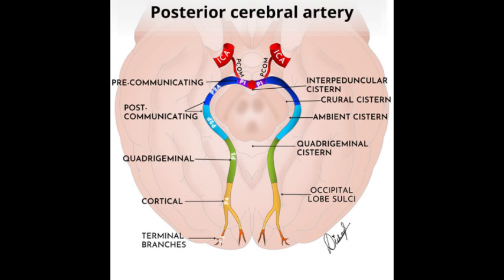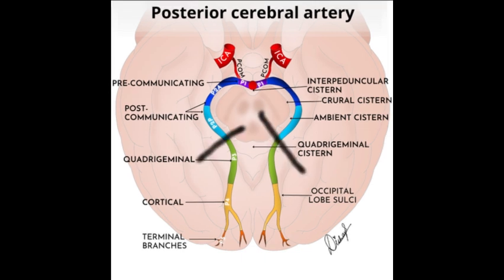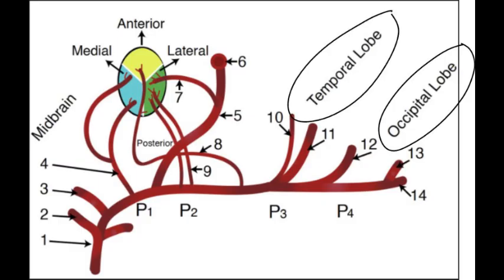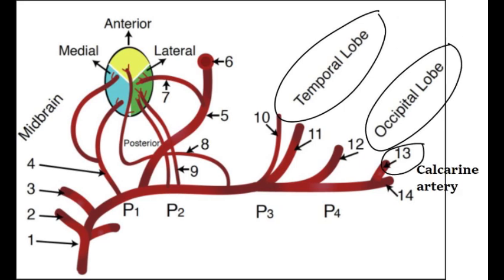Now, lastly, we have the P3 segment. The P3 segment is the quadrigeminal segment, and this is basically the cortical side of the PCA. Now, this segment travels through the quadrigeminal system and gives off cortical branches to the occipital and the temporal lobes. Most notably, the calcarine artery comes from here and it supplies the primary visual cortex. So, if you have a P3 infarct, patients usually present with contralateral homonymous hemianopia.